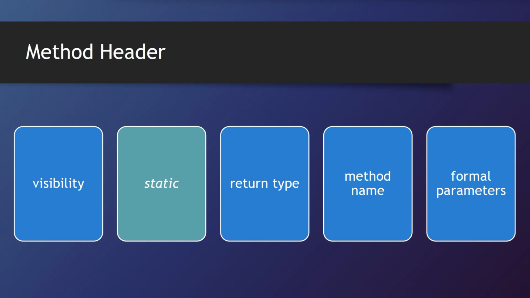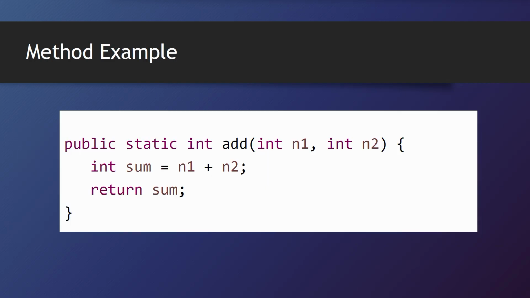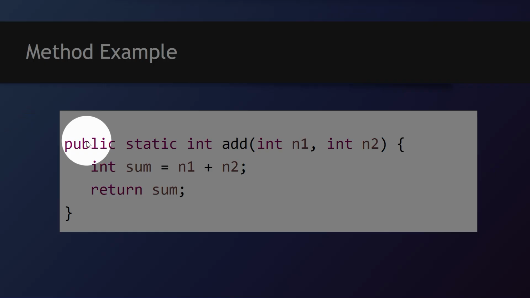Think carefully when defining your method header. Consider what inputs are needed to accomplish the task and what data, if any, will be output. Use descriptive names for the method itself and for the formal parameters. This is an example of a method. The method header is public, static, int, add, and there are two formal parameters, int n1 and int n2. Here are the brackets that surround the method body.